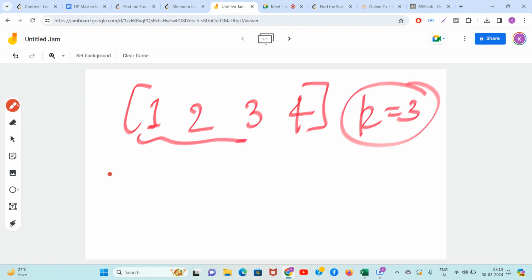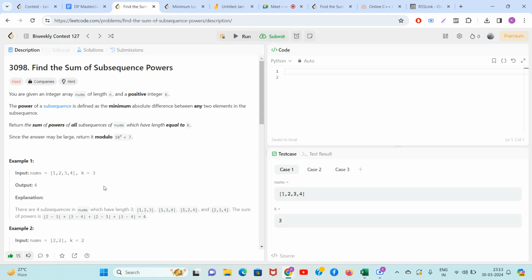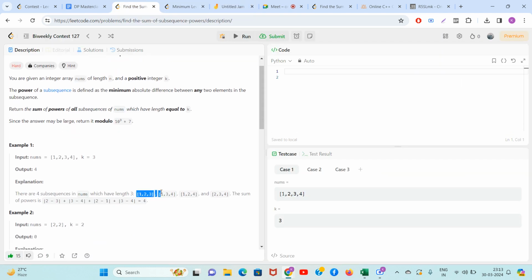So guys, one subset is 1, 2, 3. Another is 1, 3, 4. Another is 2, 3, 4. Another is 1, 2, 4. Everyone write yes in the chat if you agree that there are four subsets. I can see them with my eyes. There are four subsets, right? 1 2 3, 1 3 4, 1 2 4, 2 3 4.